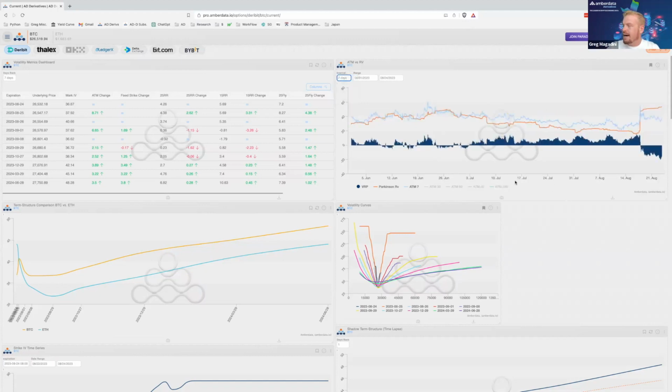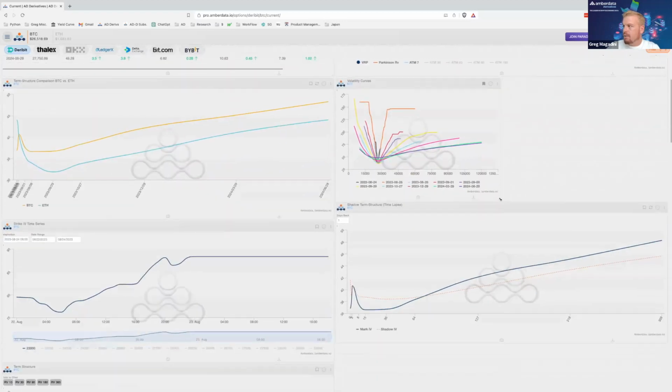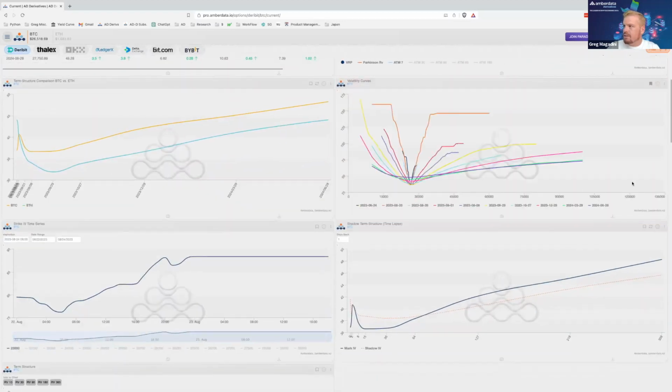So this is all looking at the money vol. We can see here that we just had a sell-off in Bitcoin, so realized vol shot up. But we can see the relationship between implied and realized side by side. If I scroll down a little bit more here, on the right-hand side, we have the volatility smiles. This is essentially the skews for all the expirations.